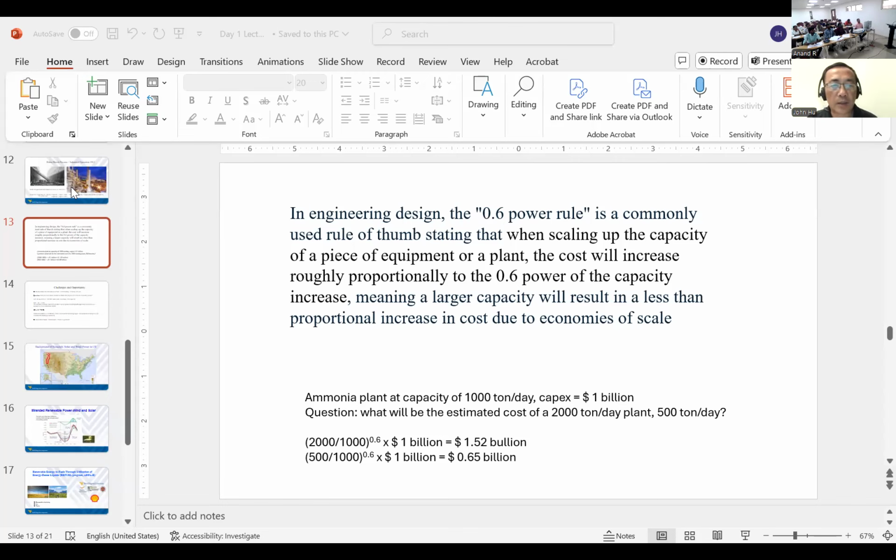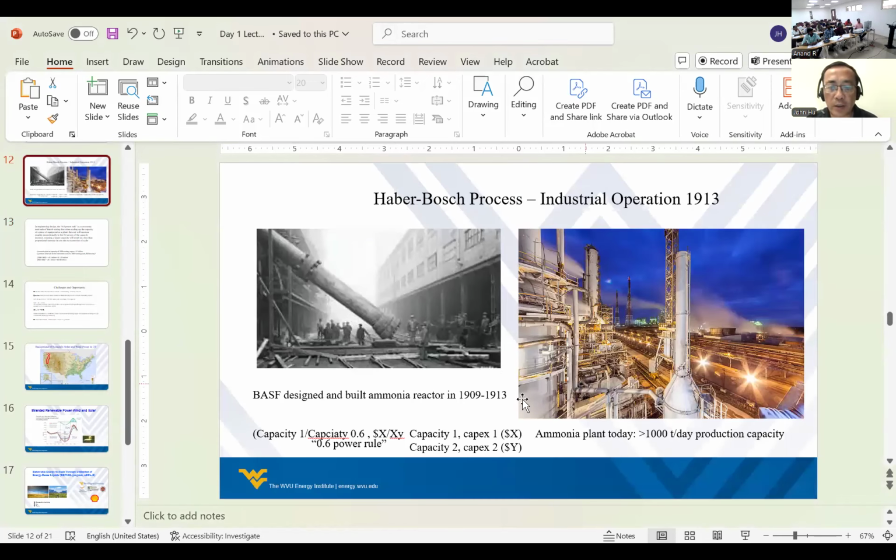So last session we finished here. Is that right? 111 years ago, Haber-Bosch built this way, and then the modern ammonia plant built so complex, but it costs a lot of money. All right.